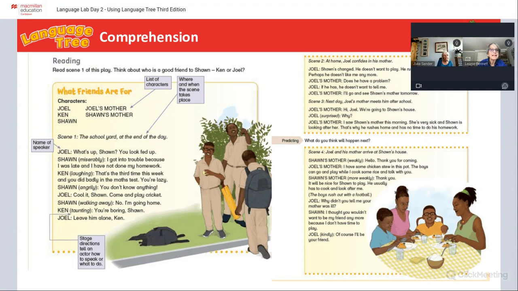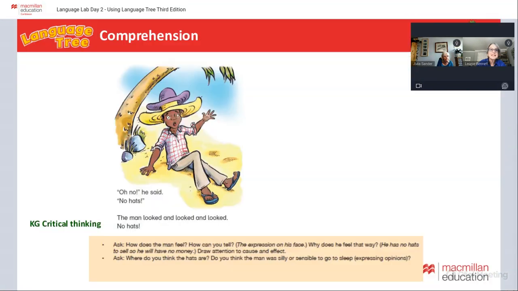And here's a play. And again, with this, we're explaining what the features of a play are. We've got the list of characters and the names of who's speaking, etc. Next slide, please. But I want to look at critical thinking skills, which are built into Language Tree comprehension work right from the start.